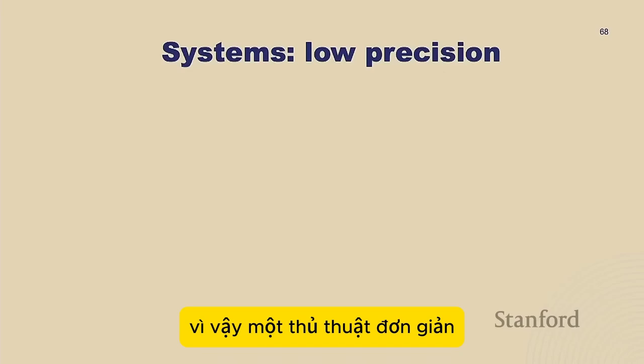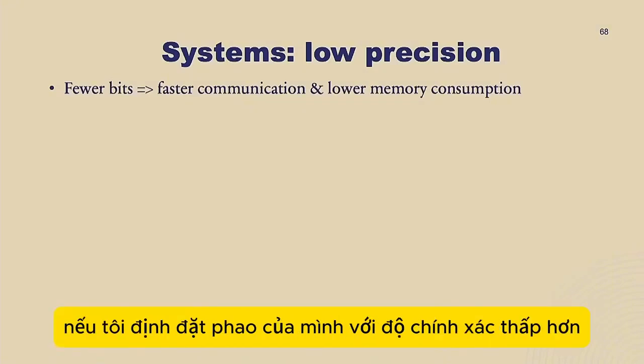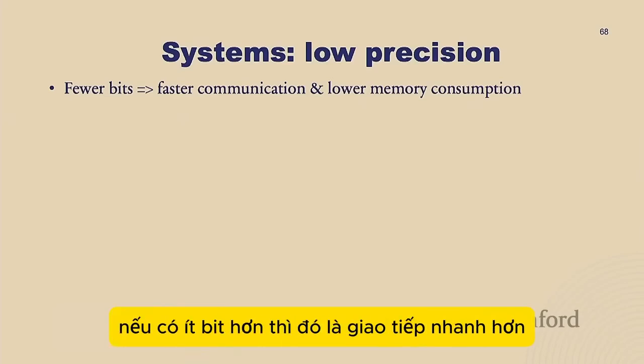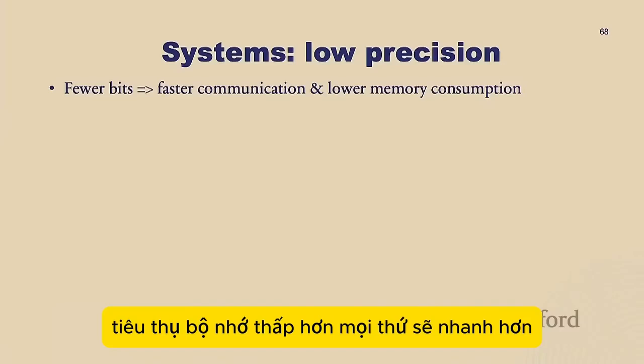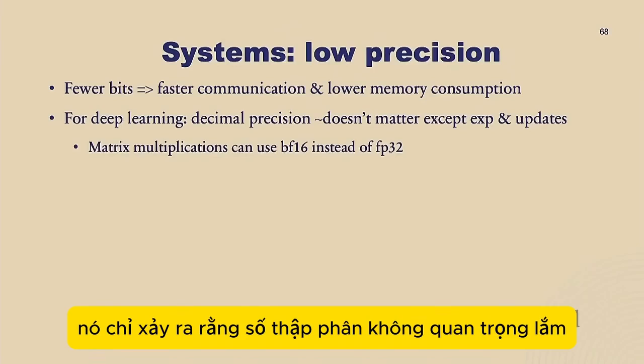So one simple trick, and that might be the only one I'm going to tell you about, is low precision. One simple idea is that if I'm going to put my floats in lower precision, then there's going to be fewer bits that I have to send to my GPUs. If there's fewer bits, it's faster communication, lower memory consumption, things are going to go faster. And for deep learning, it just happens that decimal is not that important.